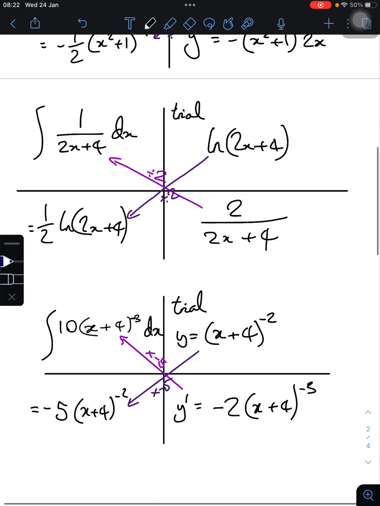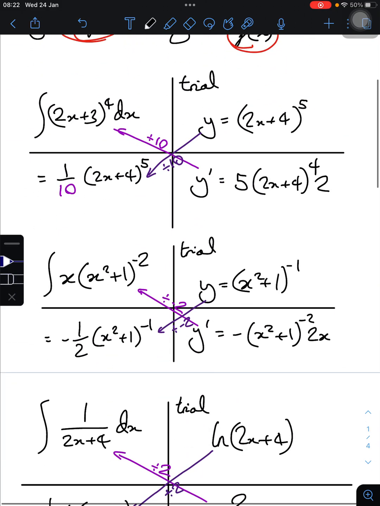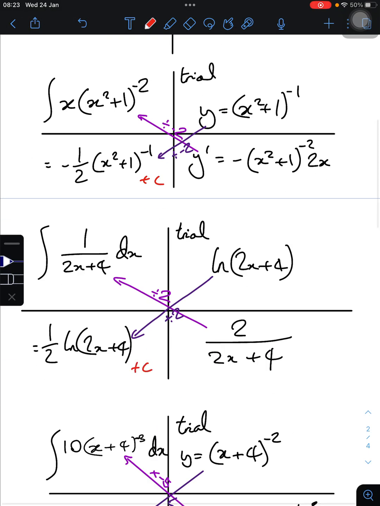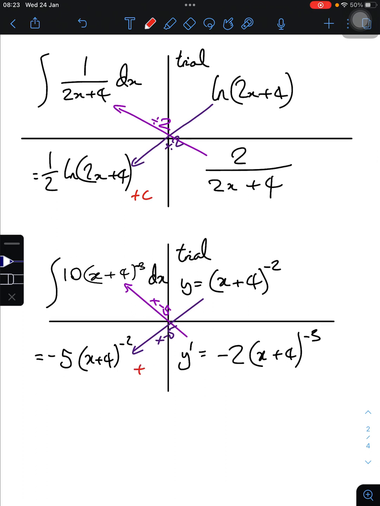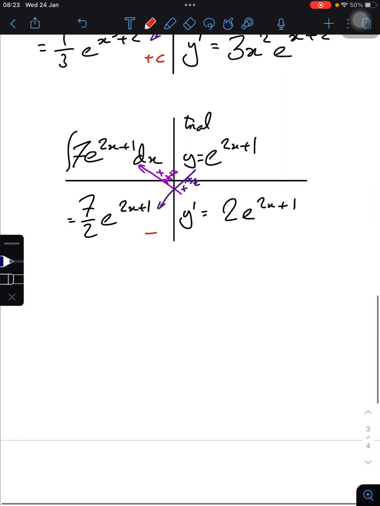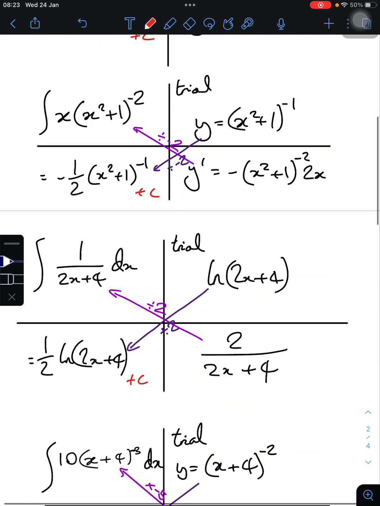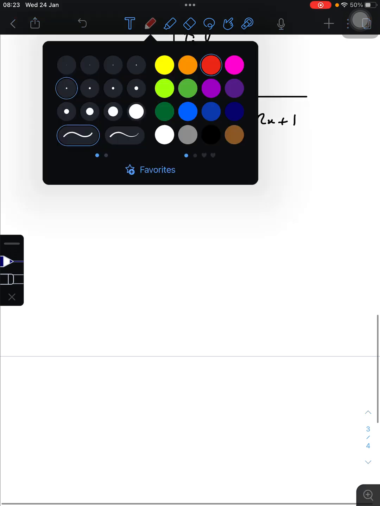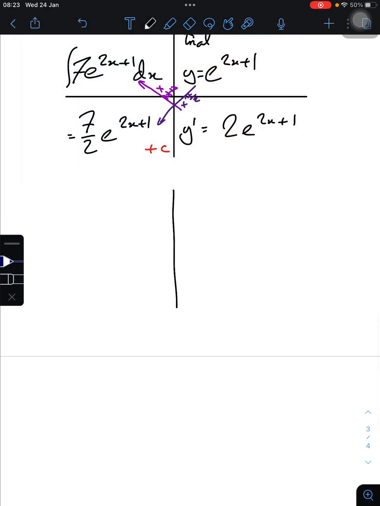On all of these, of course, you can't forget your plus c, plus c, plus c, plus c. But we don't worry about that really for now. But don't forget to put that down in your answer if there's no limits given to you. Let's do one more, and then I think we'll finish here.